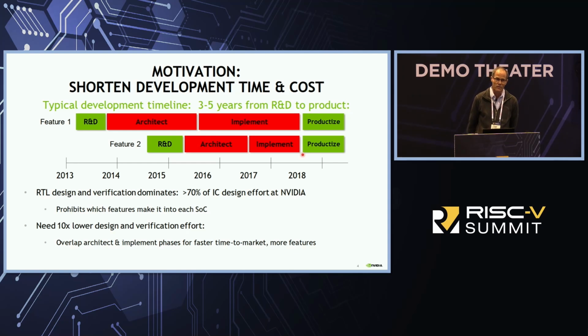It's very easy to say, well, if it's 70% of the effort, it's roughly also 70% of the cost of developing these chips. And if you're familiar with the cost of developing these state-of-the-art chips, it's high. It's sometimes well over $100 million to develop these very advanced SOCs. So their goal is to have a dramatically lower cost of designing and verifying these types of chips.